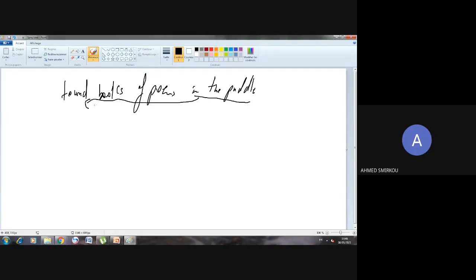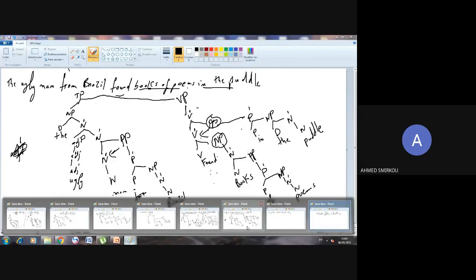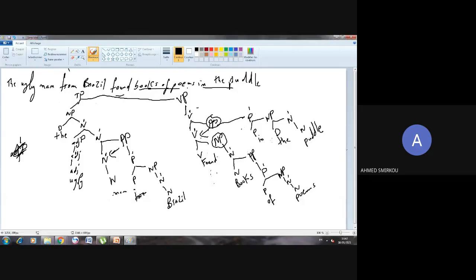But I'm going to focus only on ambiguity, only in the second one. So this is the first interpretation. In the parallel refers to the verb. He found in the parallel, and this is what we did in this tree. Look at this tree. So in the parallel refers to the verb.